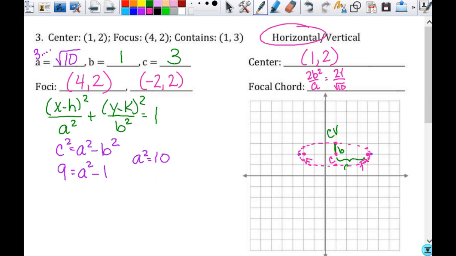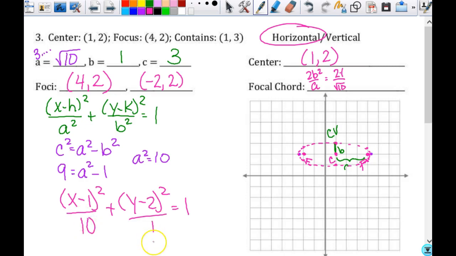Then I need to put it in this form. I have everything I need. (x minus 1) squared plus (y minus 2) squared equals 1. So it is horizontal, so the bigger number goes under x, right? So this is going to be 10. There's my equation and my graph. Everybody good?